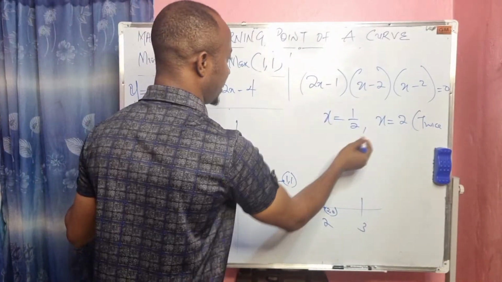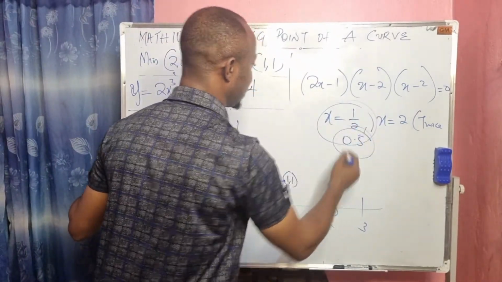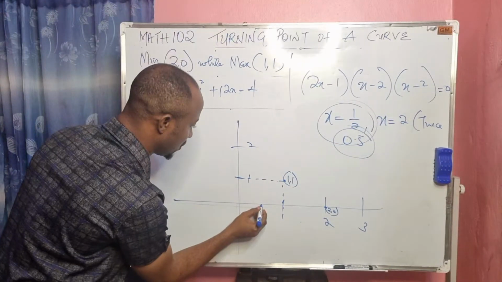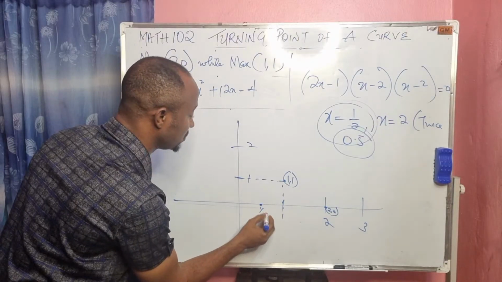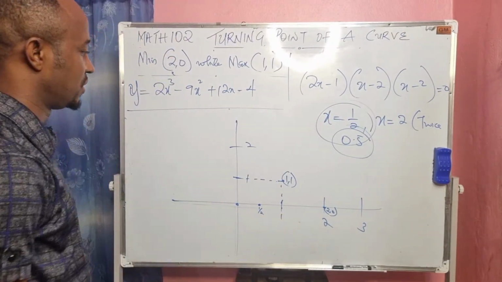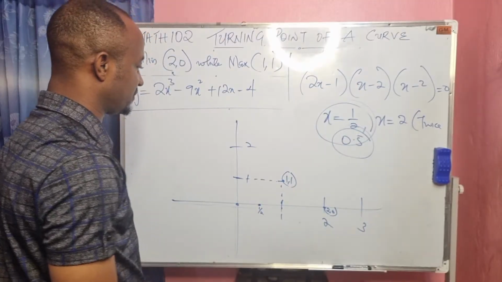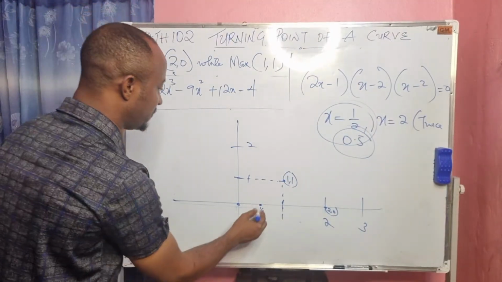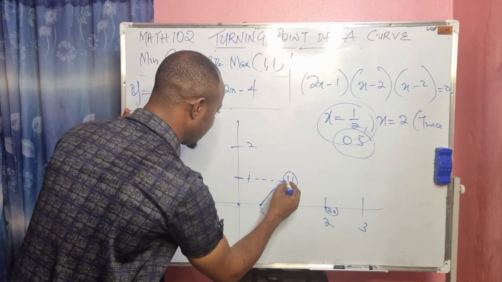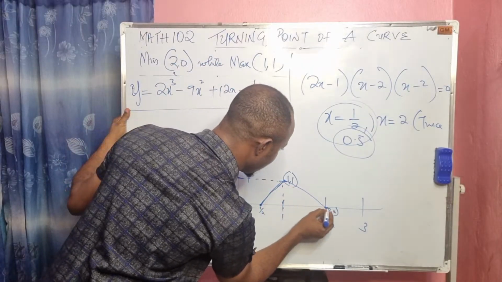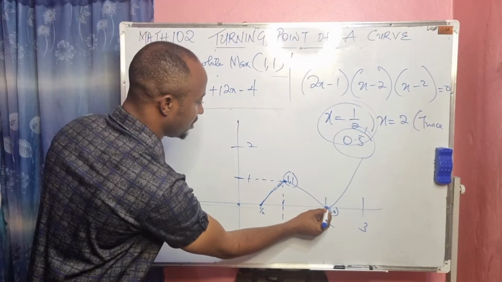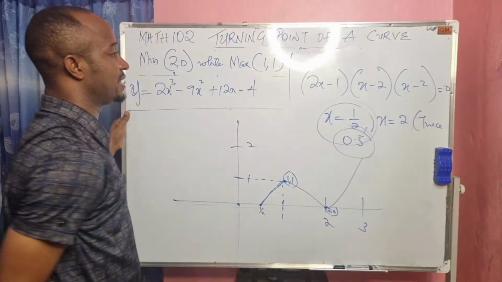The value of x, 1 over 2, is about 0.5, right? Sorry, I was taking this as 1.5. 0.5 should be somewhere here. Halfway between 0 and 1 is 1 over 2. So this curve will come this way, generate the maximum, then come this way and this way, just like that. We have the maximum point here, the minimum point here, then we can extend the graph upward.